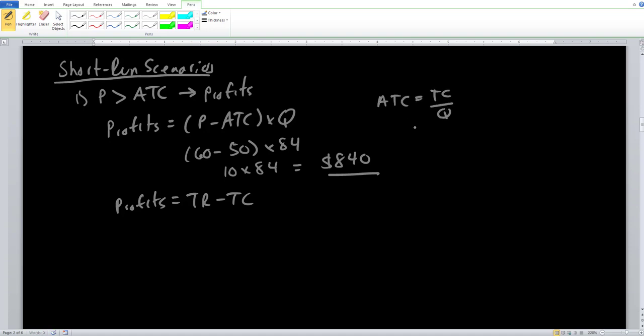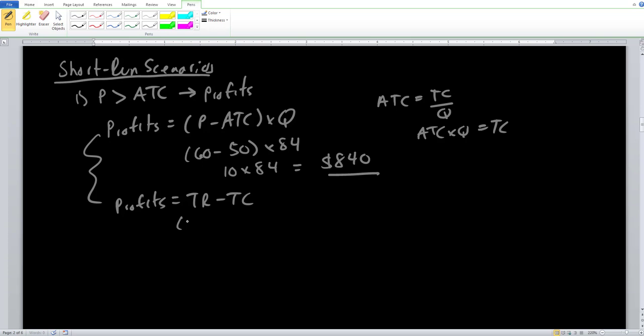If we multiply Q on both sides, we get ATC times Q, which equals our total cost. So remember, there are different equations that we have for profits, but they lead us to the same exact answer. And if you want to go ahead, find the total revenue minus total cost, you just distribute this 84 out to both sides, and you still get the same exact $840 worth of profit.